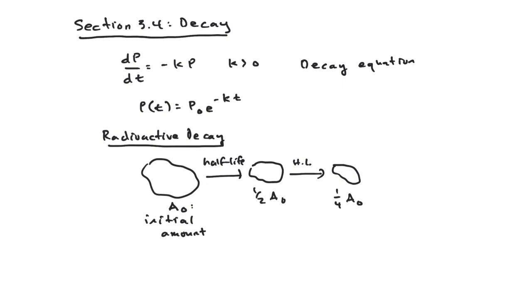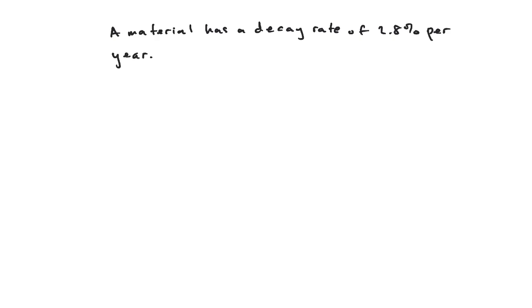Okay, so let's look at how this would work in an example. Let's say that we have a material that has a decay rate of 2.8% per year. And what we want to do is find how much will remain after 70 years.